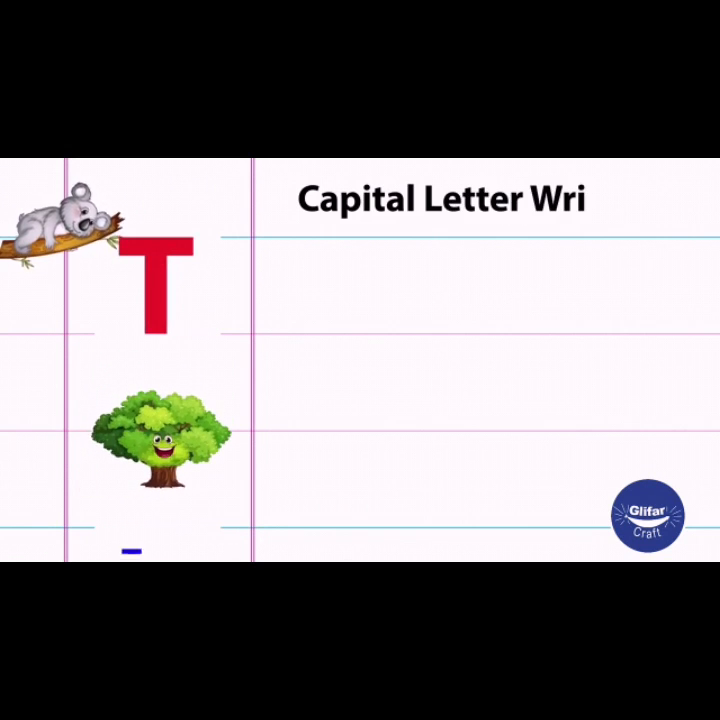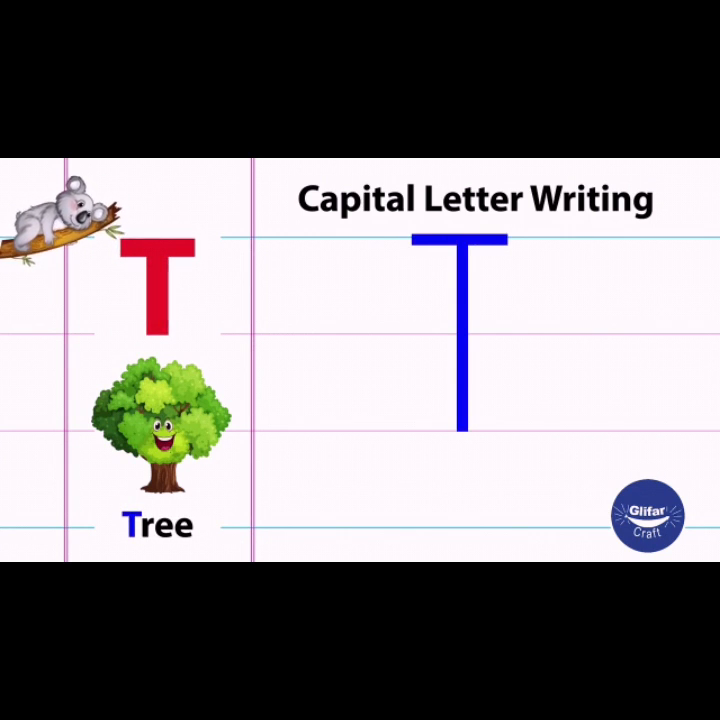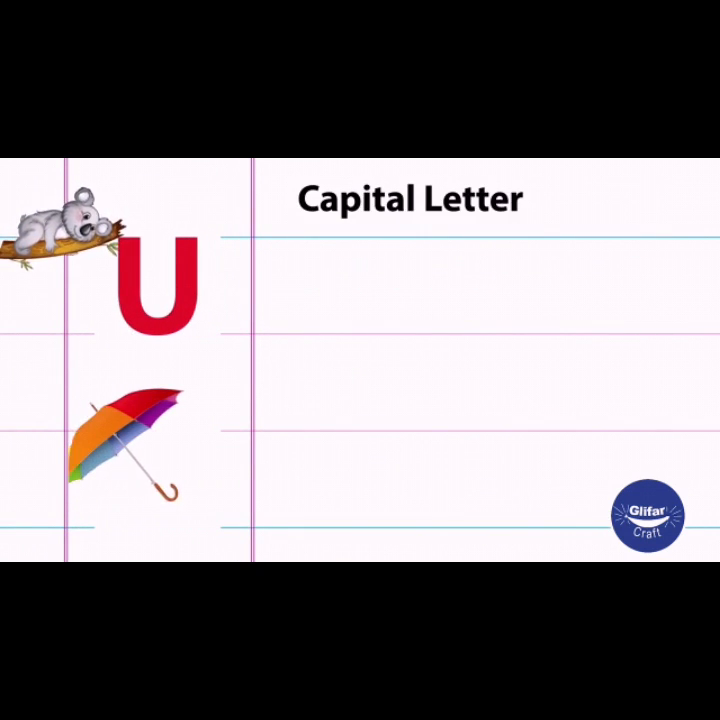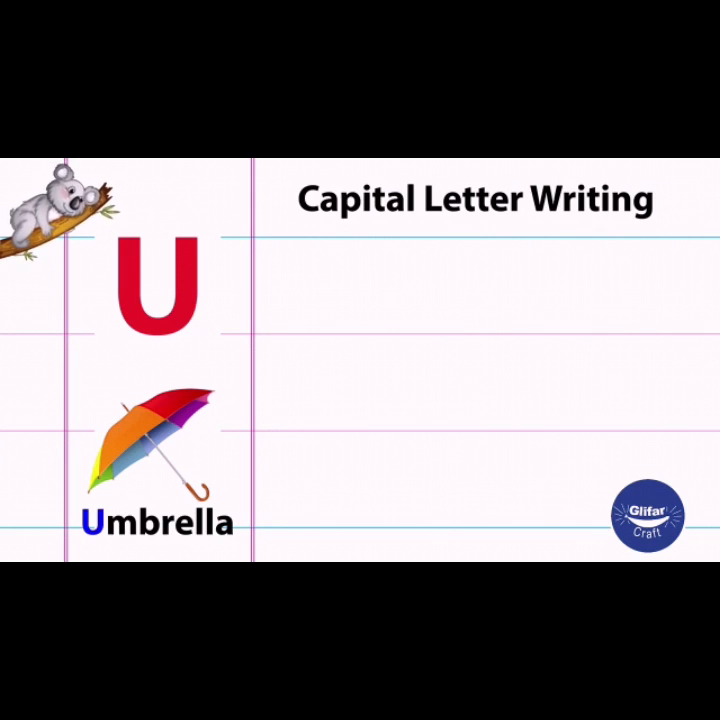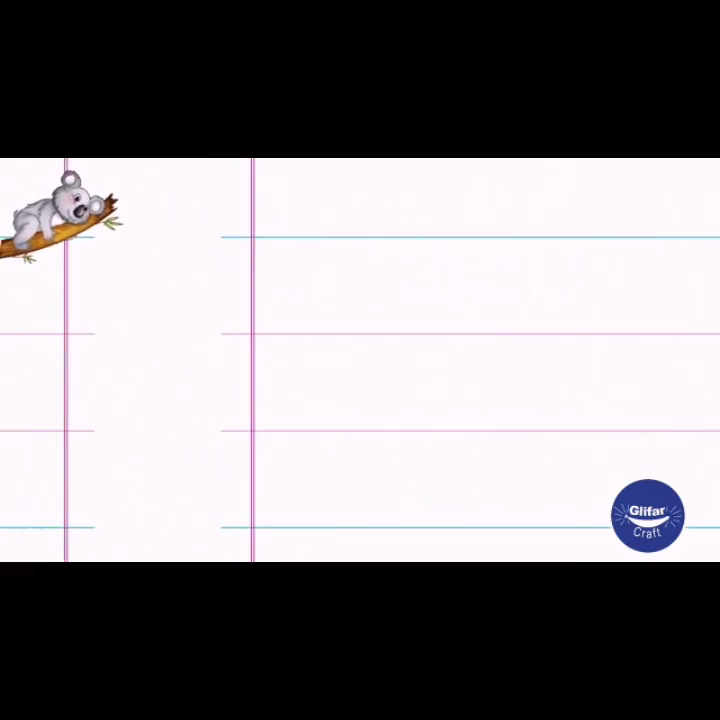Next letter is letter T. Tree. We will use a standing line, then a sleeping line on the top. T. Next letter is letter U. Umbrella. For U, we will use a standing line, a little curve like this, then one more standing line. U.